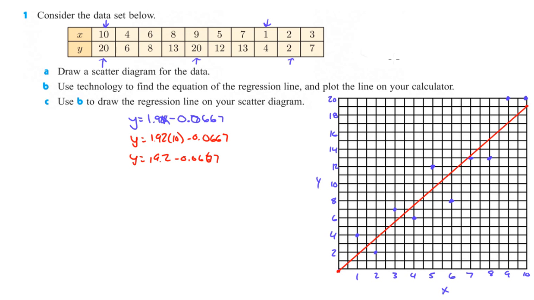Okay. Now, if this was a line of best fit, that's where you want to make sure that you find the mean point, and the line of best fit has to go through the mean point, but this is not that, so we don't have to worry about that. C, use B to draw the regression line on your scatter diagram. We just did that. Okay? All right, so that's number 1.